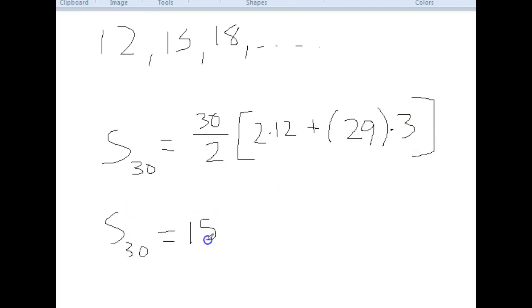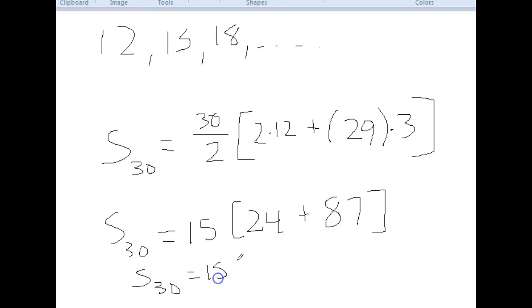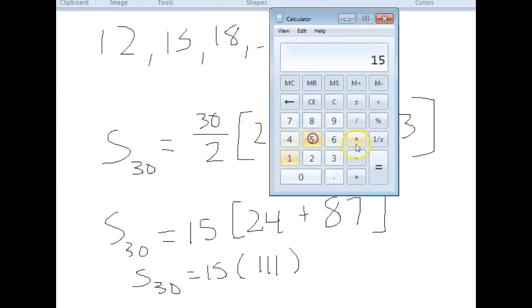So our difference here is 3, because we're increasing by 3 push-ups every single day. So here we get 15, and then 24, and what would that be? 87? Yeah, it's 87. And then our sum of the 30 days is going to be 15 times 111. Those two terms add up to 111. So I would bust out my calculator here. 15 times 111, and you get 1665 is how many push-ups you would do over the course of that 30-day month.